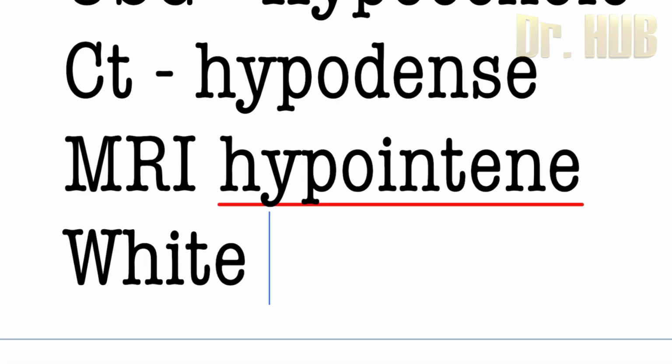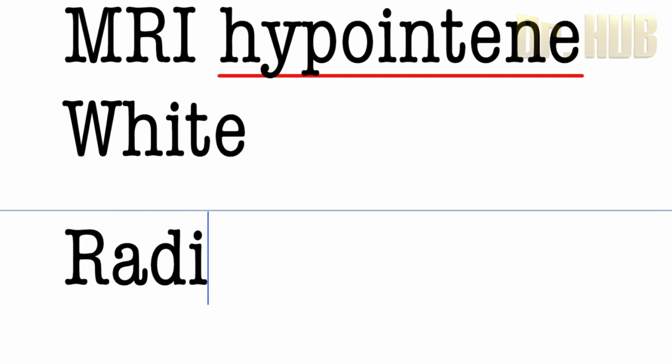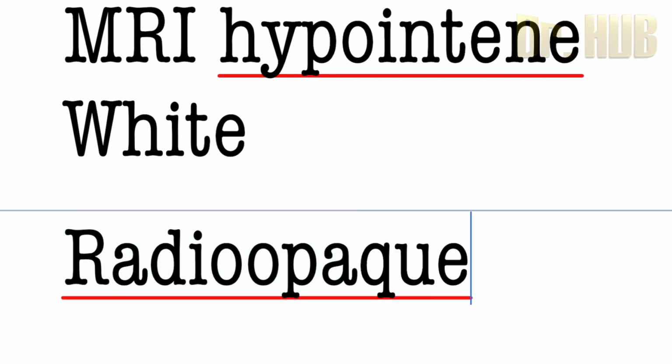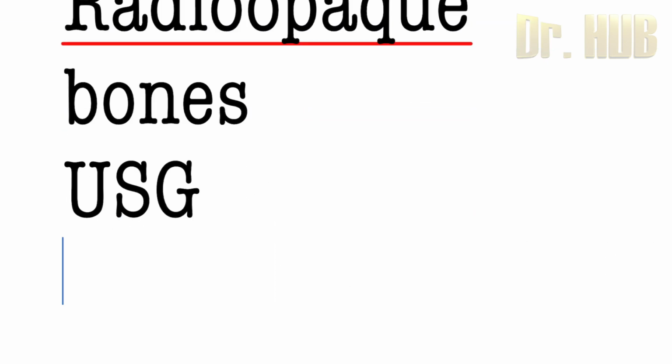Now let's move on to the white. Under white, what is the X-ray? The X-ray appears radio opaque, that is the presence of the bones. Then moving on to the USG, it appears hyperechoic.